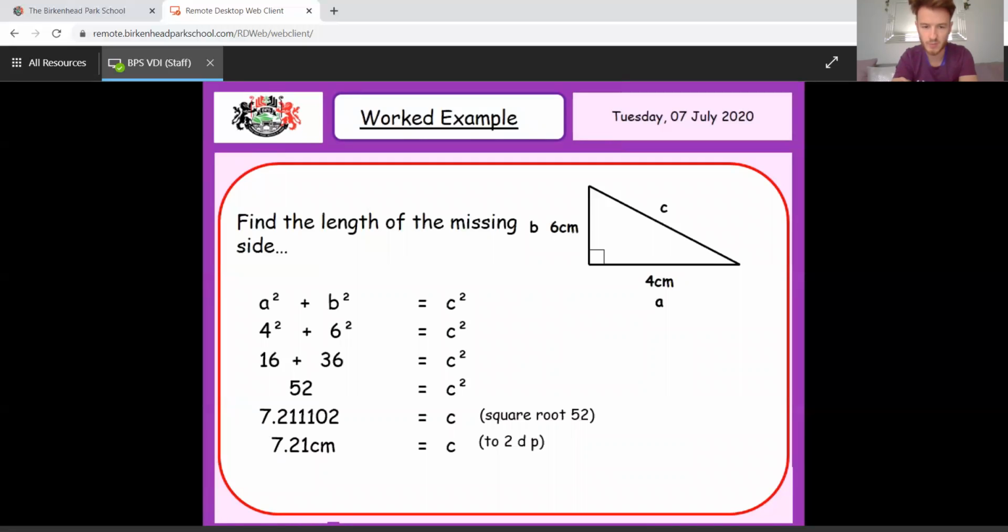So a squared plus b squared equals c squared. Substitute your values in, add them together and square root. And if you need to round it, we can at the end.